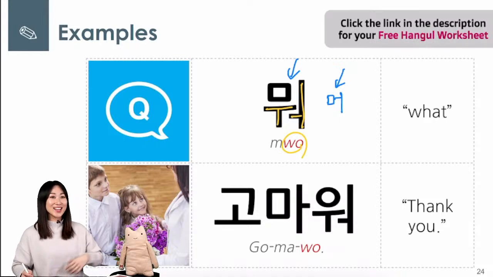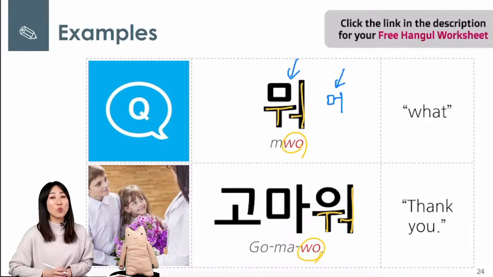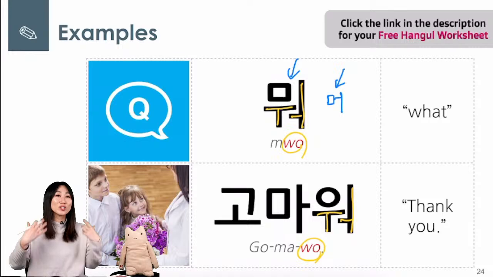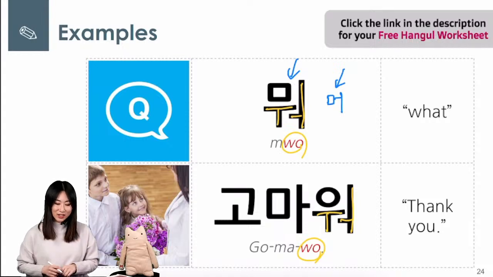Okay, and the next one is this. 고마워. It means thank you, which I want to tell everyone here. 고마워, thank you very much. 고마워, wo. So this is very clear, right?